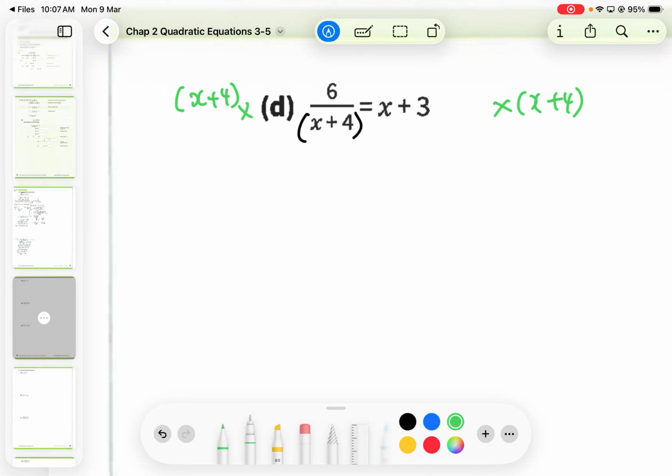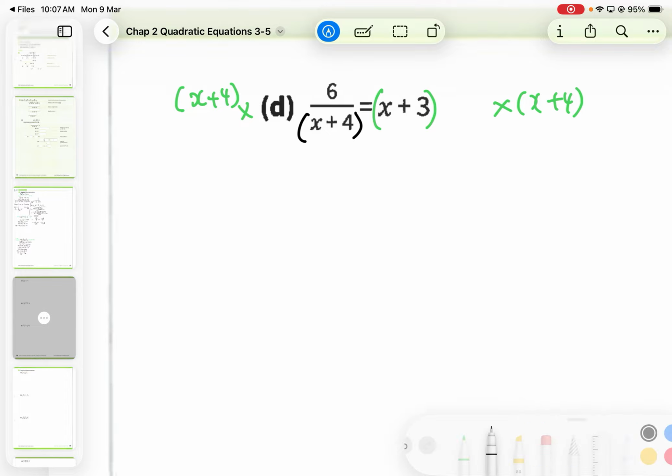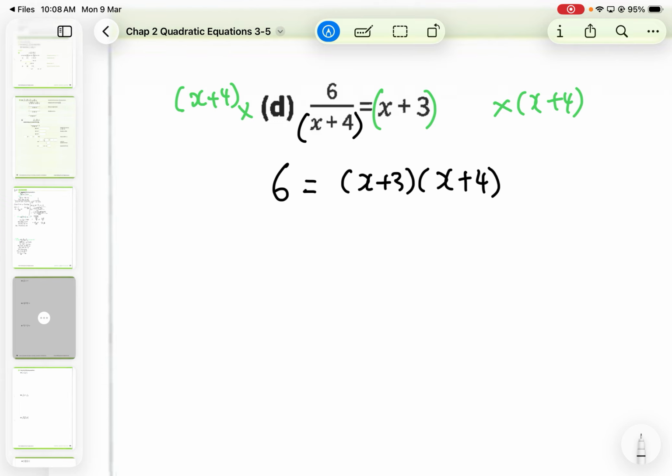So this time I must treat x plus 3 to be together, because x plus 3 is the right hand side. So I will have x plus 3 inside a bracket, multiply x plus 4 on the right. Okay? So my next step will become 6 equals to x plus 3 multiply x plus 4, because when I multiply this bracket, I am multiplying it to the entire right hand side. So the entire right hand side means I must put x plus 3 inside a bracket. Okay? Then I will have to do my expansion.